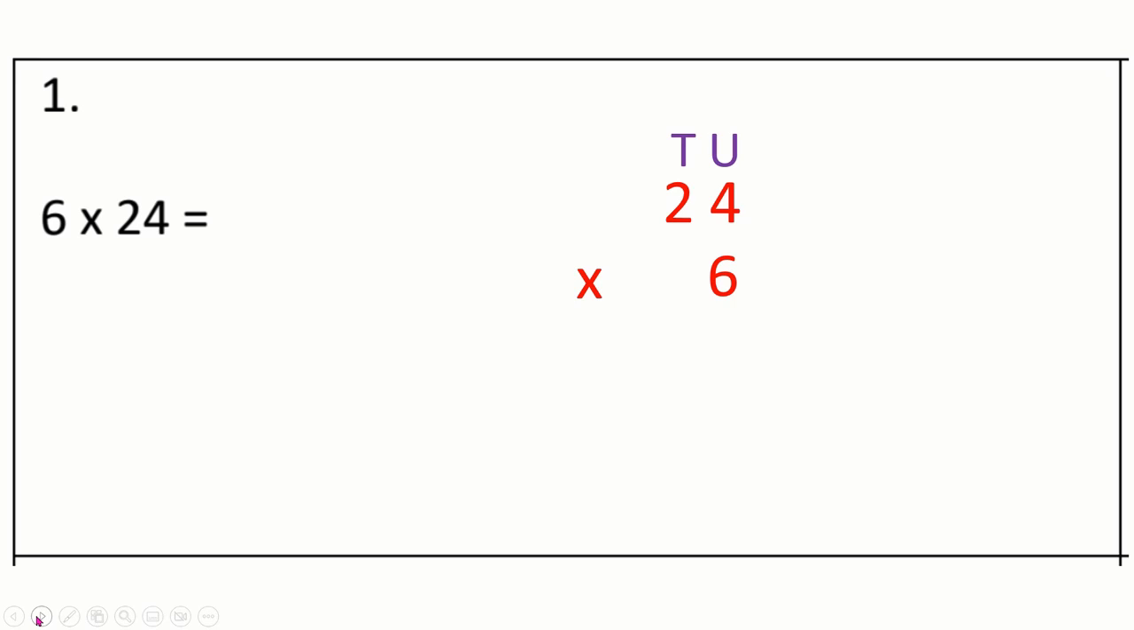24 multiplied by 6. And you can see that you've got a 4 and a 6 in the units column and a 2 in the tens column. So now I'm going to multiply 24 by 6. And I've highlighted the 6 in blue so you can see that I'm multiplying 24 by 6. So 4 times 6 is 24. Put down the 4, carry the 2. 2 times 6 is 12. 12 plus 2, which you carried, is 14. So 24 times 6 is 144.